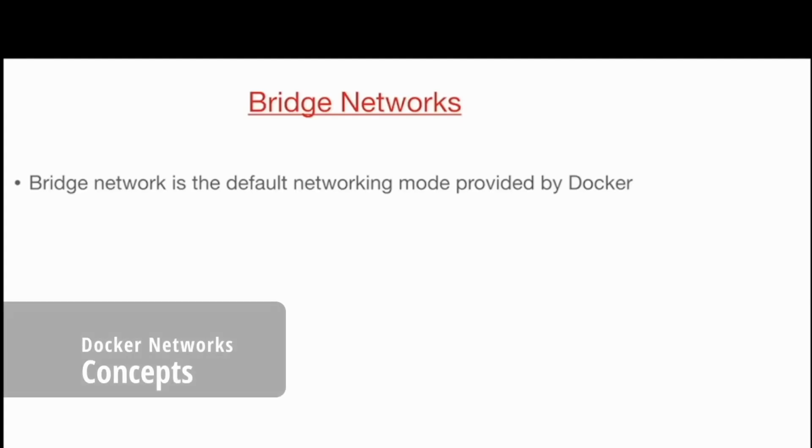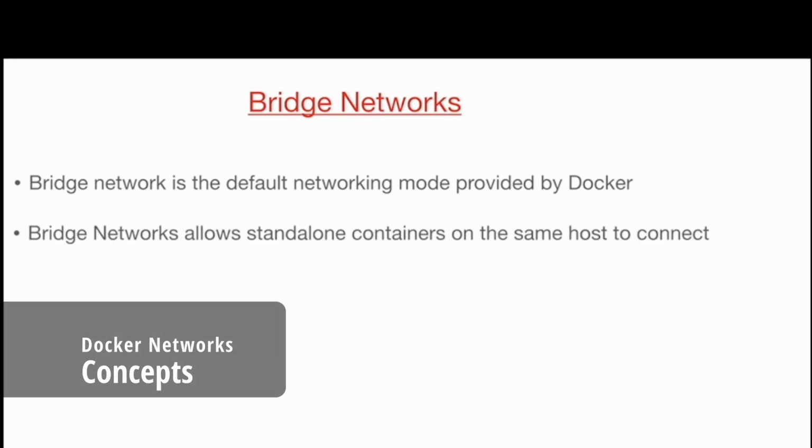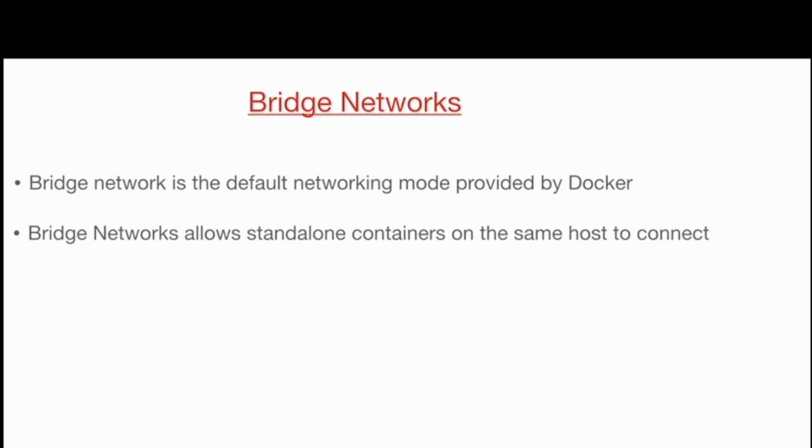So if we talk about networking in Docker, bridge network is the default networking mode provided by Docker. Bridge network allows two or multiple standalone containers running on the same host to interact with each other. Suppose this is our host and we have multiple containers on top of that, and these containers want to interact with each other, then these containers can interact using the bridge network.